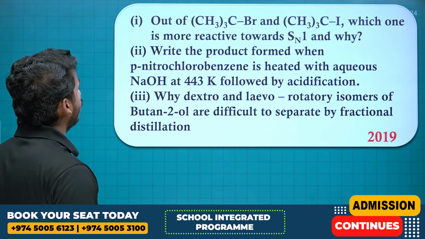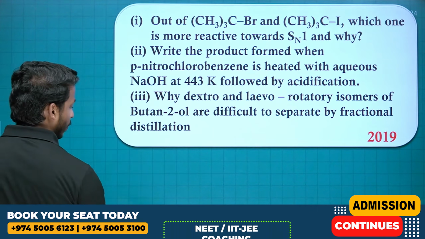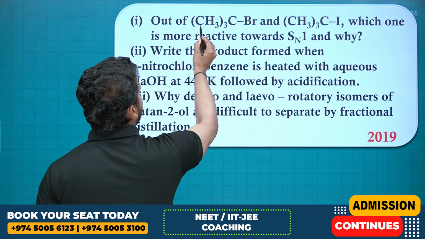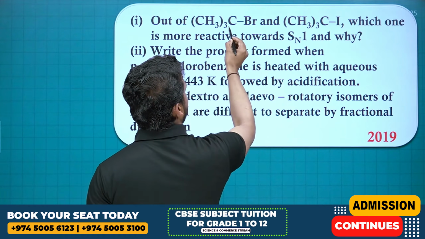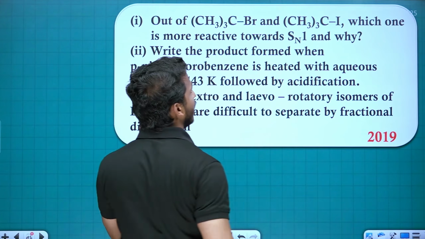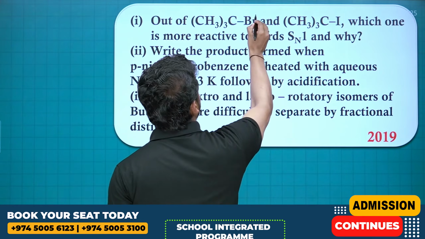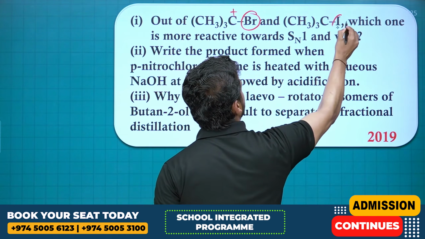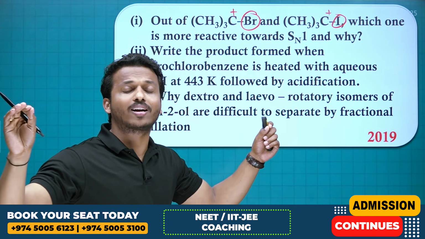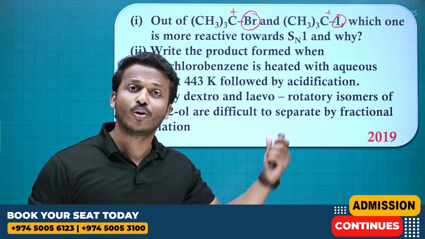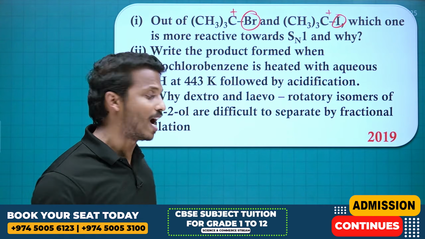Next one, out of these two compounds, you can see, I'm not rewriting again, (CH3)3CBr is a tertiary haloalkane. Even this is a tertiary haloalkane. Which one is more reactive toward SN1? SN1 means the halogen goes and a carbocation forms. Both are tertiary carbocations here. You know, the halogens are different: one is bromine, one is iodine.